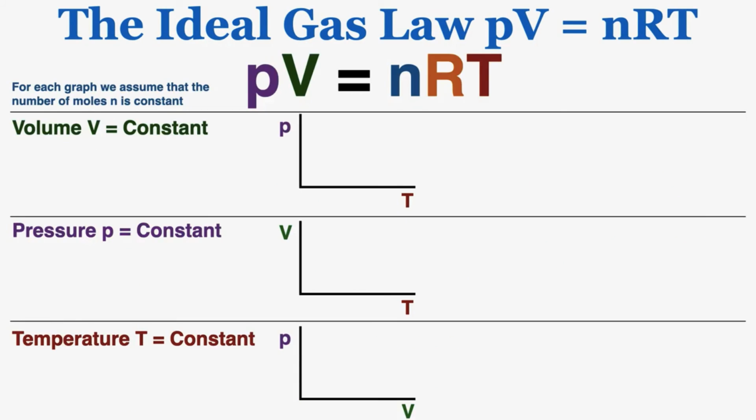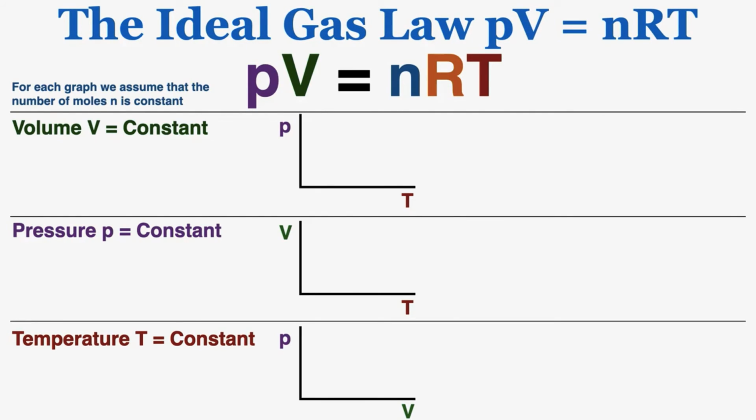A lot of questions come up about graphing different parts of the ideal gas law. Because there are so many variables, we usually hold some of them constant and graph other variables. For all three of these graphs, I'm going to pretend that lowercase n is a constant. The amount of gas being graphed is remaining the same.